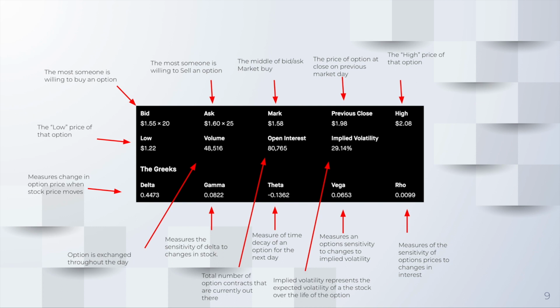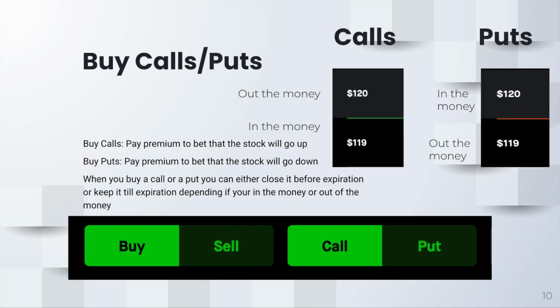Now let's go more into buying calls and puts. When you buy a call, you pay premium to buy a contract betting that the stock will go up. When you buy a put, you pay premium to buy a contract betting that the stock will go down. When you buy a call or a put, you can either close it before expiration or keep it till expiration, depending on if you're in the money or out of the money. On the top right corner for calls, when your contract strike price is above the share price, it's out of the money.